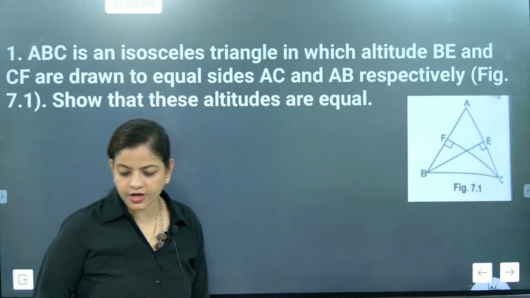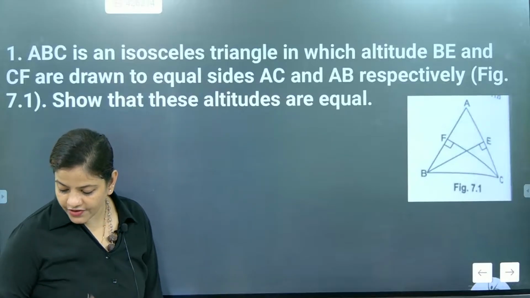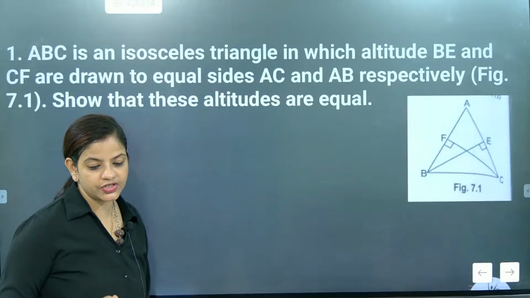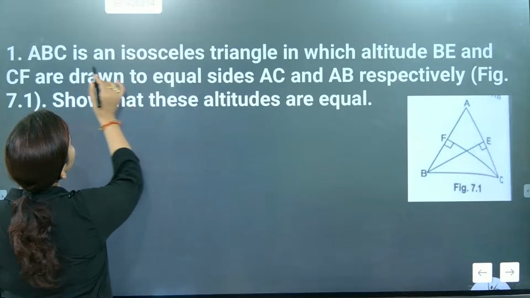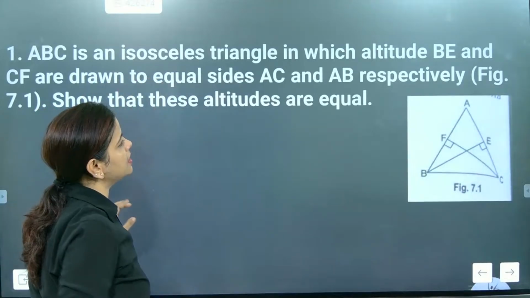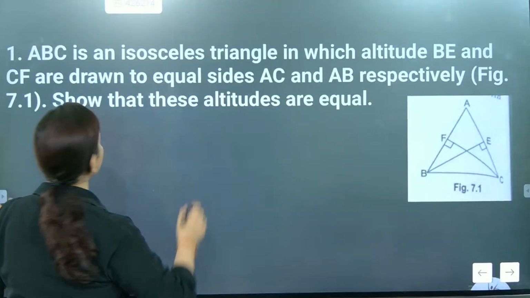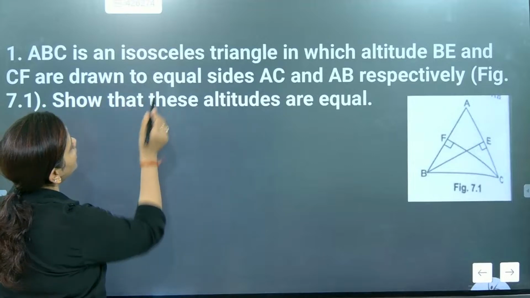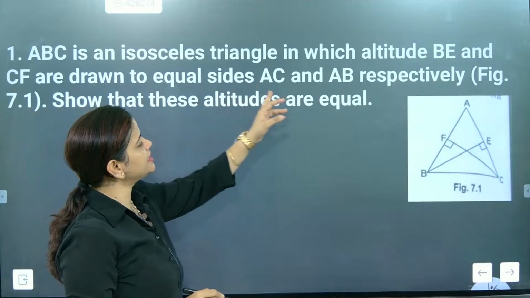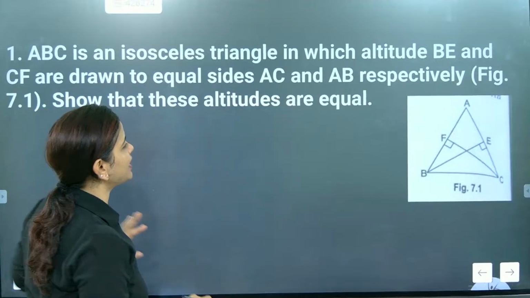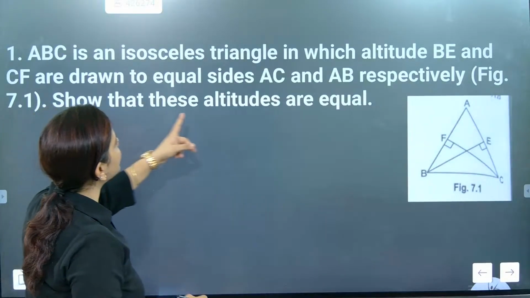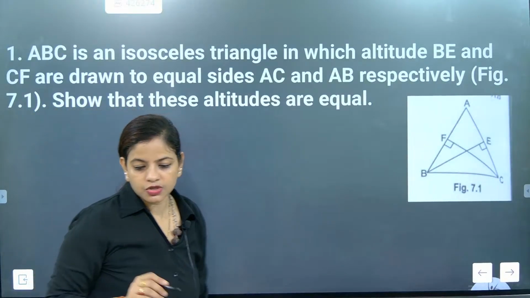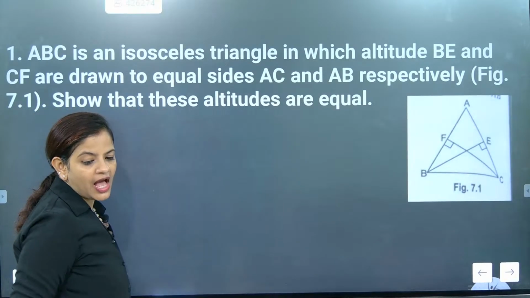Now, beta, we will do our first question. In this question, what is given? Listen very carefully. ABC is an isosceles triangle in which altitudes BE and CF are drawn to equal sides AC and AB respectively. First, show that these altitudes are equal. So this is the question we have to do.